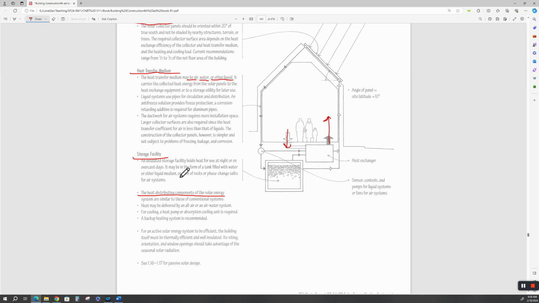What does he say here? It may be in the form of a tank filled with water or other liquid medium, or a bin of rocks, or phase change salts for air systems. And it could be a salt system. Yeah.